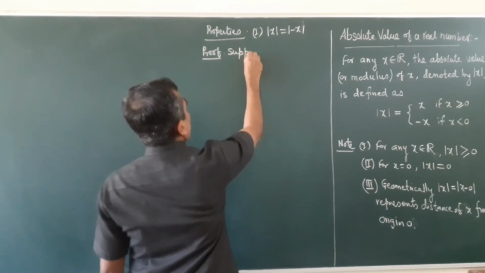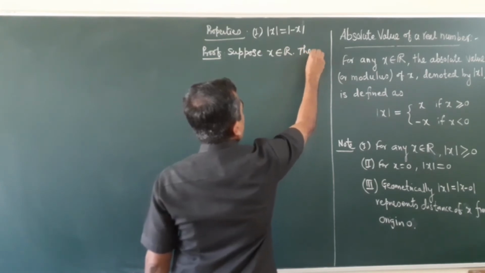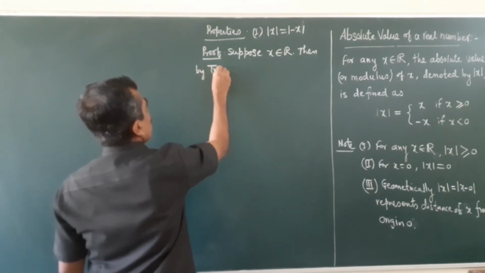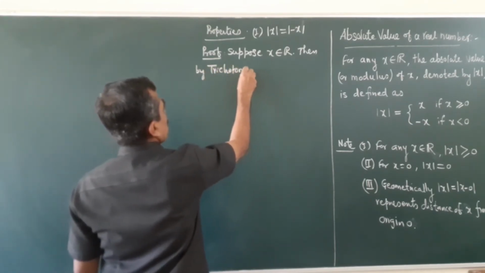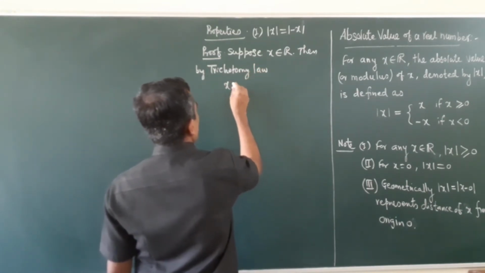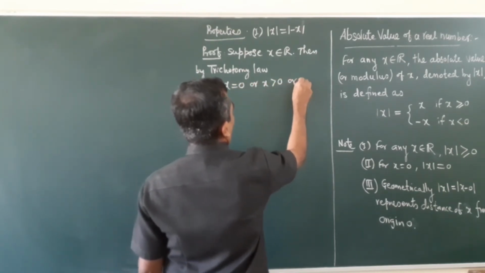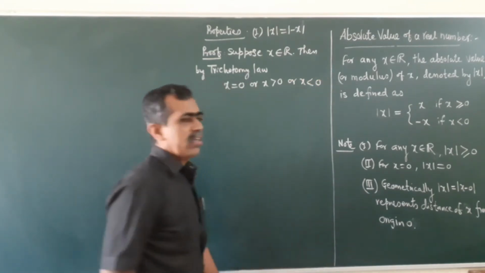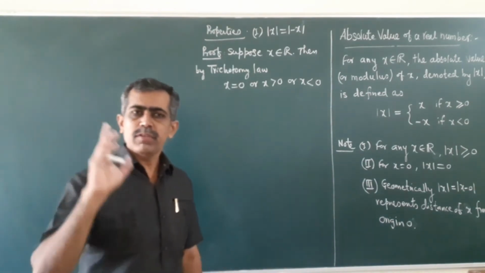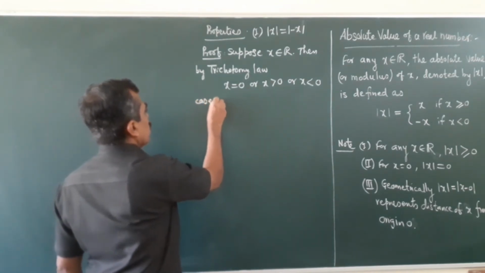Suppose x belongs to R. Then, by the trichotomy law, we have x equal to 0, or x greater than 0, or x less than 0. So either x is 0, or if it is not 0, then it may be positive. If it is neither 0 nor positive, then it must be negative, that we know. Now, we consider one by one. Case 1.